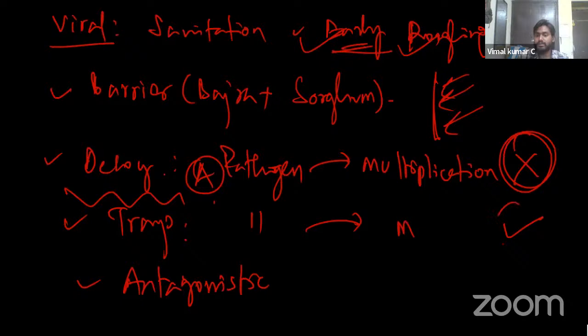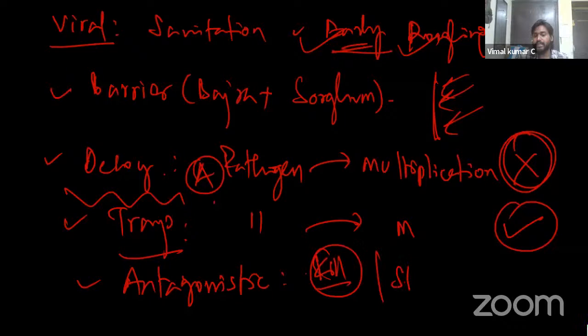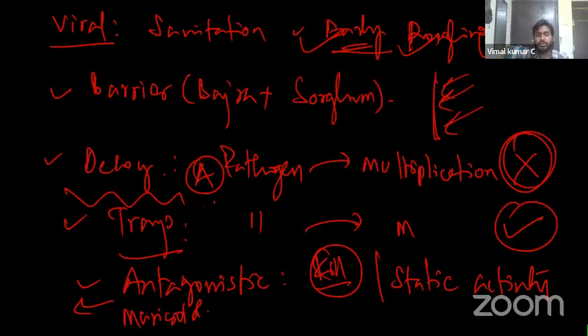And antagonistic, it will either attract or whatever, but it will kill the particular pathogen, or it will have a static activity. The example can be marigold. Okay, so like this. Yeah, so this is how you can follow.